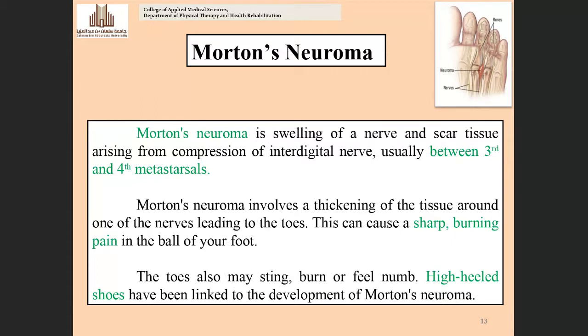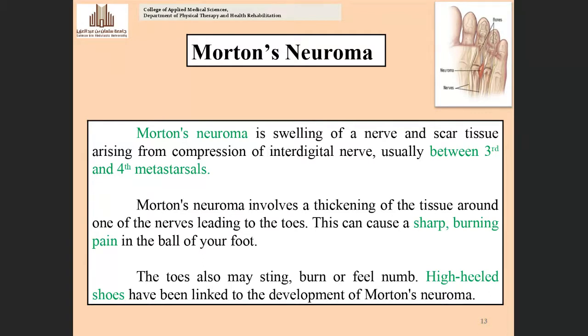So there is a nerve, a small nerve named the interdigital nerve, which is passing through the third and fourth metatarsal bones. Due to the continuous application of forces, what happens? This nerve is getting compressed. You can say it is like an entrapment, an entrapment neuropathy.